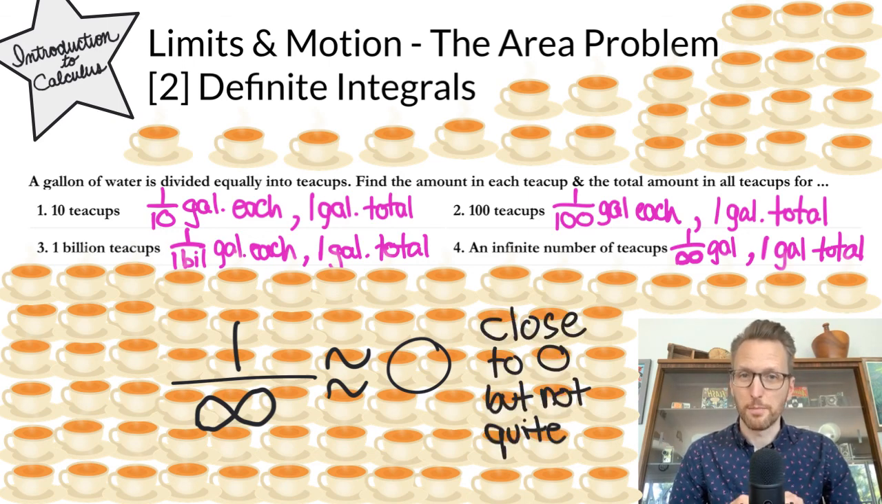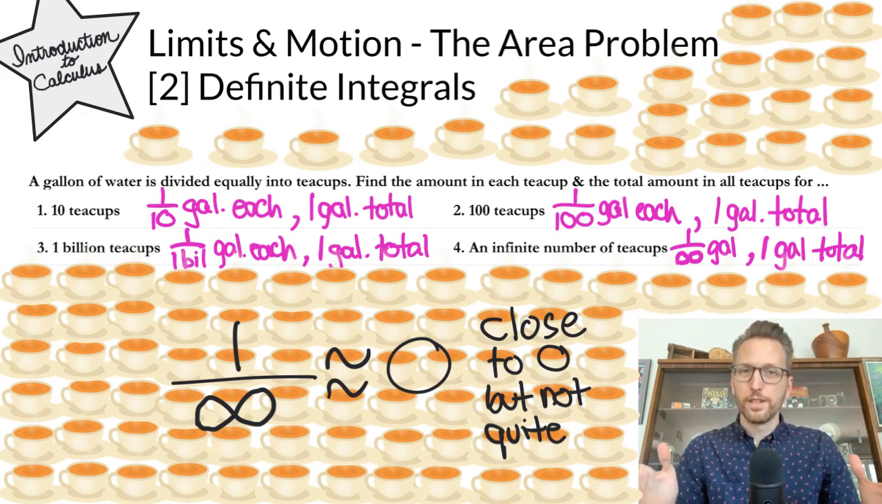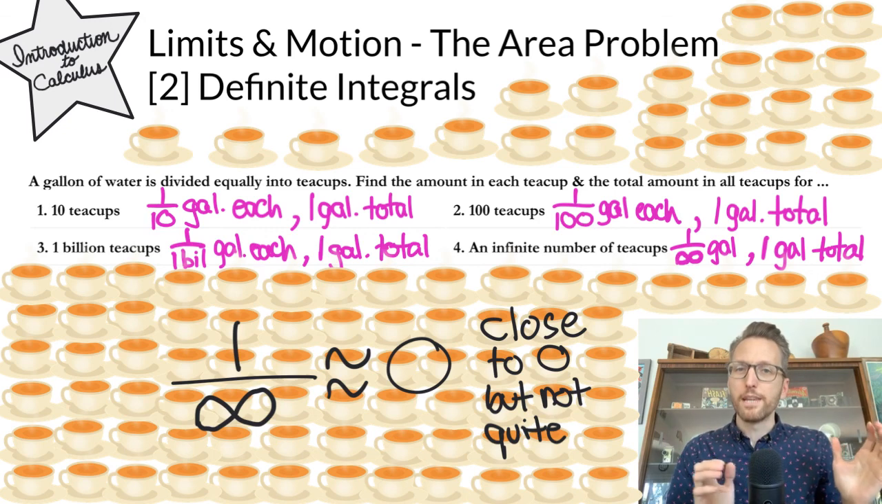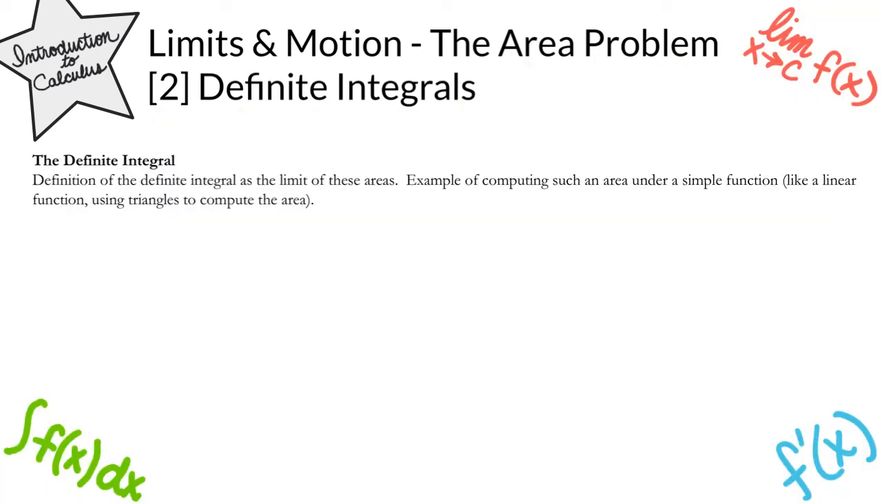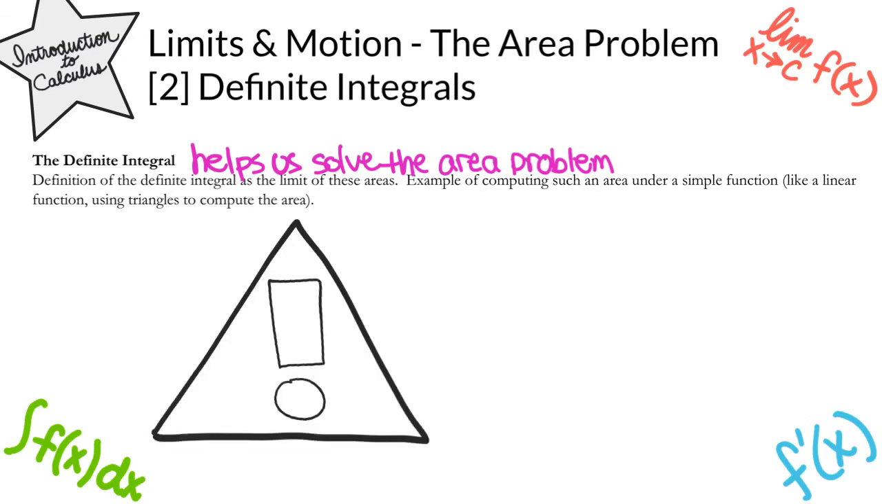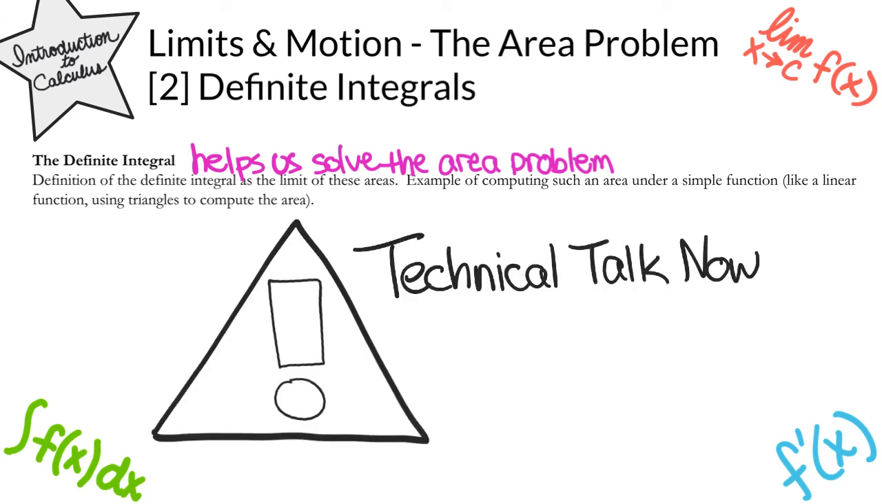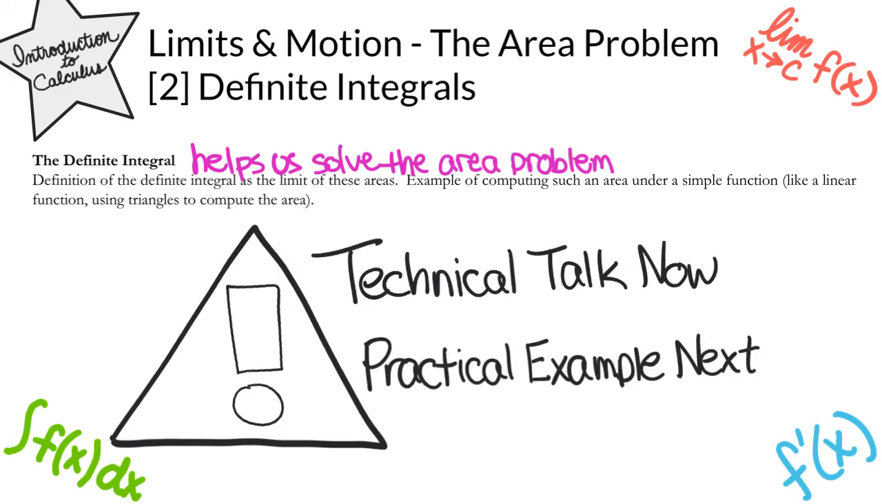in each teacup. So are we saying that it's possible to solve the area problem by taking, instead of a minute or 30 minutes or hour, make it even smaller into 1/infinitieth of a minute and finding the area of that rectangle? Wow, that sounds like a lot of work. I think it's about time I tell you how the definite integral helps us solve the area problem. Warning, this will get quite technical, but stick with me because the example that follows is very, very practical.